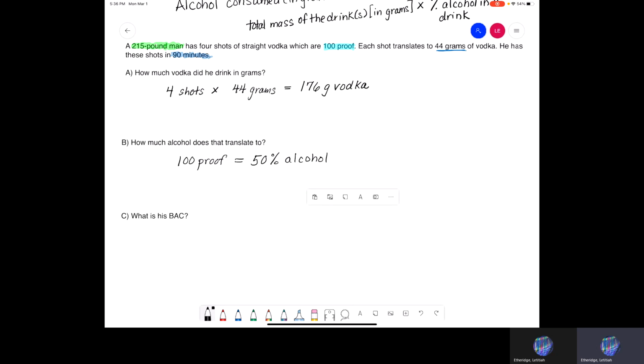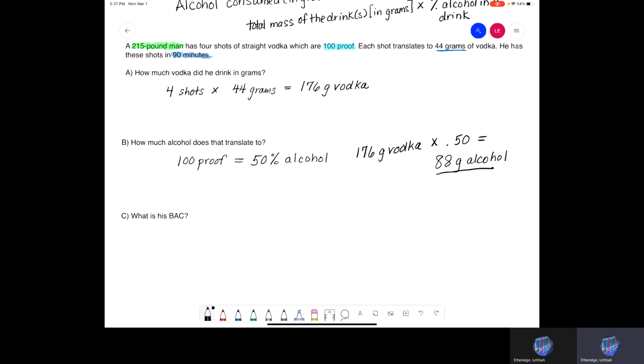Now it's asking you how much alcohol his 4 shots of vodka translate to because of proof. You know that of the 176 grams of vodka that he had, only 50% of it was alcohol. So I'm going to multiply my number by 0.5, and you're going to end up getting 88 grams of alcohol. So of the 176 grams of vodka that he drank, 88 grams is alcohol.